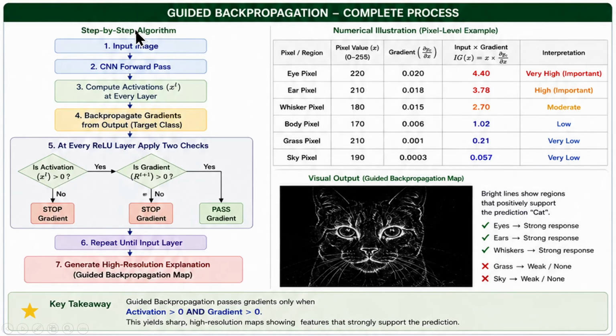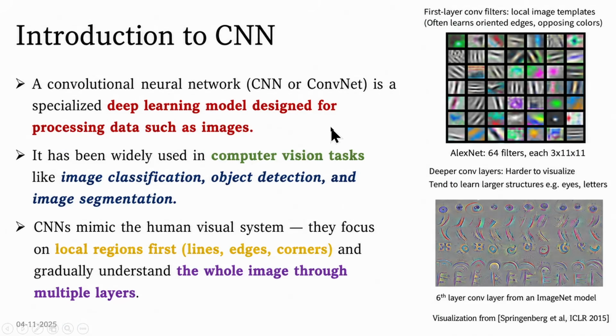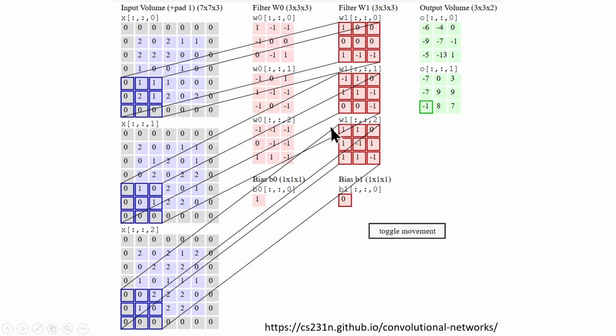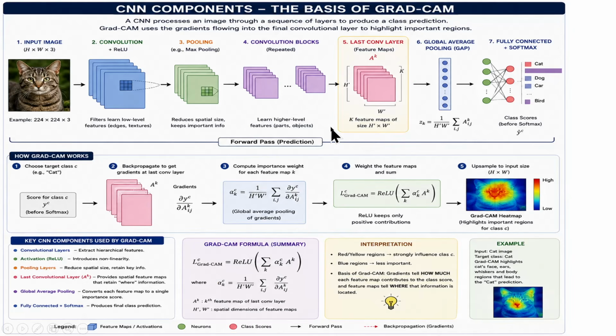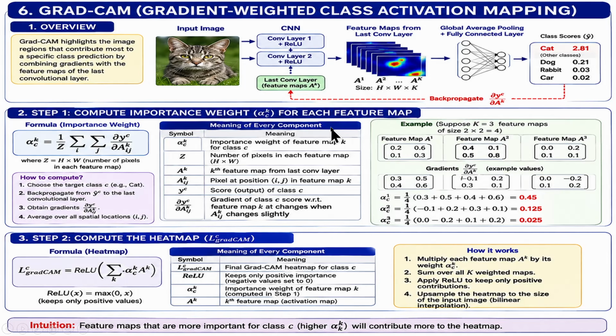Here is the step-by-step algorithm for guided backpropagation: input image, CNN, forward pass, compute activations, backpropagate gradients, check whether both are positive, only then they are passed, and you repeat this until the input layer. That will generate a high resolution explanation, which is called the guided backpropagation map. This I explained to you last class. Now I am directly jumping on to GradCam.